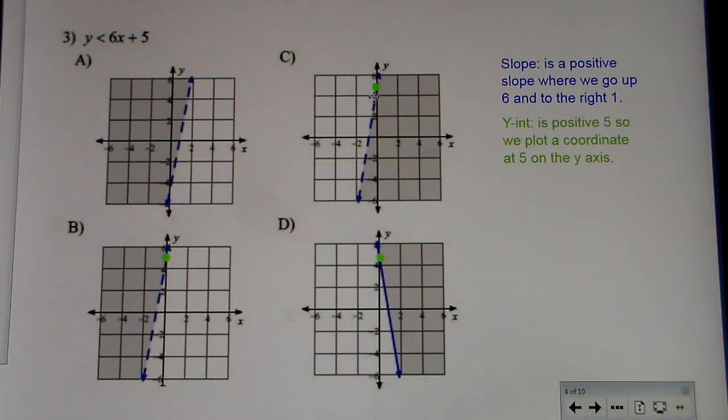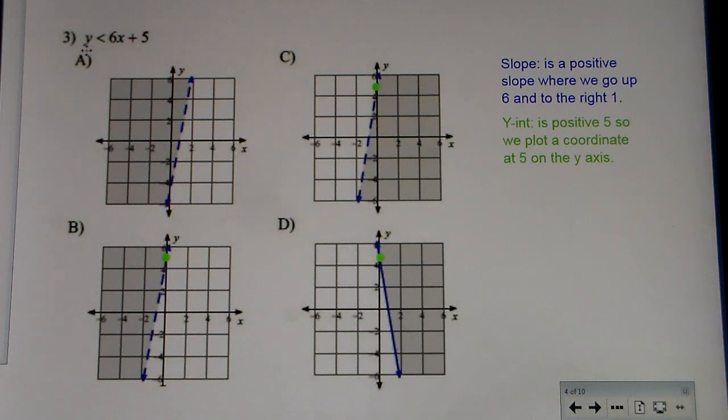So once again, it comes down to the shading. Is it going to be on the left side of the line or the right side of the line? How could we tell? We're going to test the 0, 0 point. If 0, 0 is true, then it's going to be option C. If 0, 0 is false, it's going to be option B, because it's not shaded.